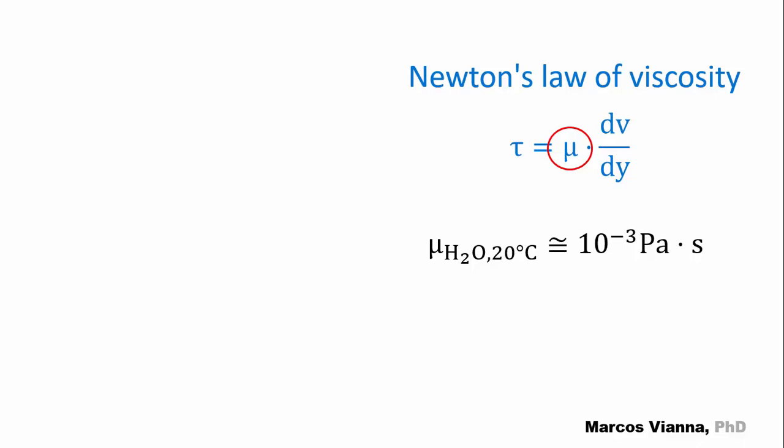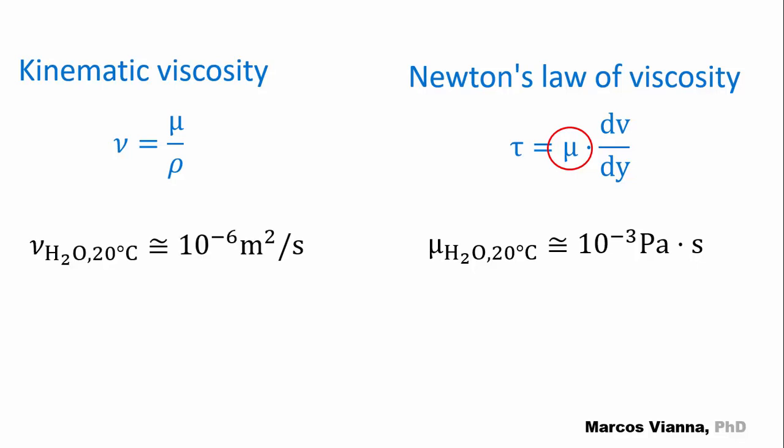At 20 degrees Celsius, the water absolute viscosity is approximately equal to 10 to minus 3 pascal second. Kinematic viscosity is a measure of a fluid's internal resistance to flow under gravitational forces. Its expression is nu equals mu over rho. At 20 degrees Celsius, water kinematic viscosity is approximately equal to 10 to minus 6 square meters per second.